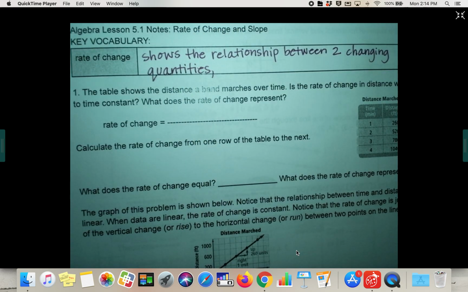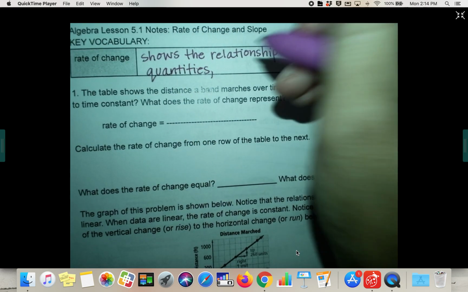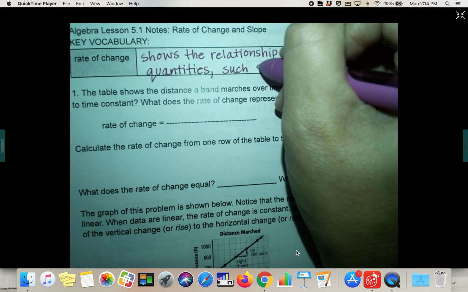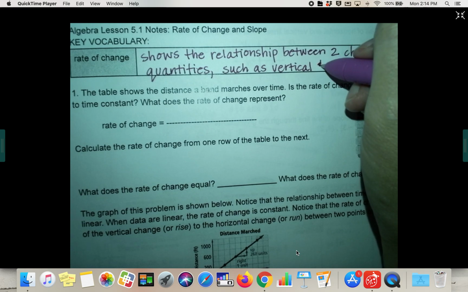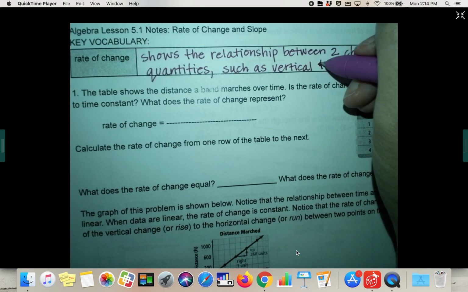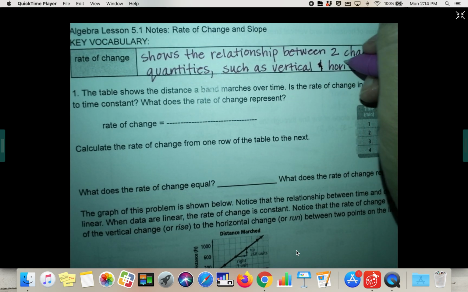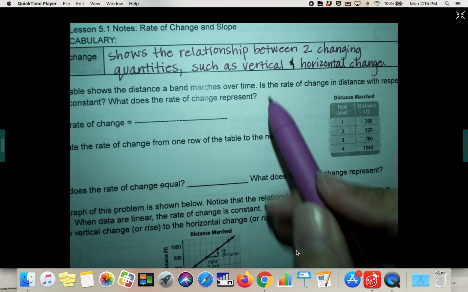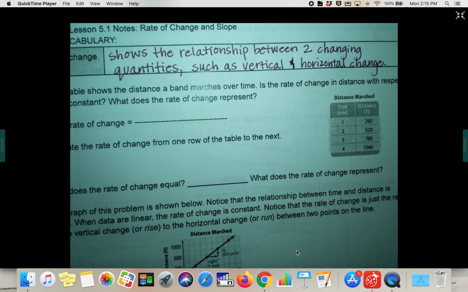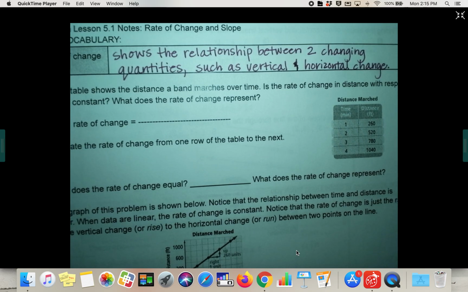And for our purposes, this could be such as vertical and horizontal. That's supposed to be an "and." Horizontal change. So that is exactly what we're talking about today. We're going to talk about vertical change and horizontal change, like if you're thinking about on a graph, if you're thinking about in a table, all of that.